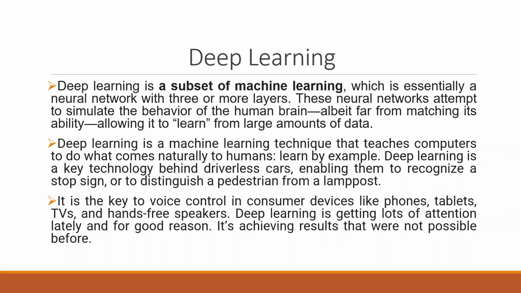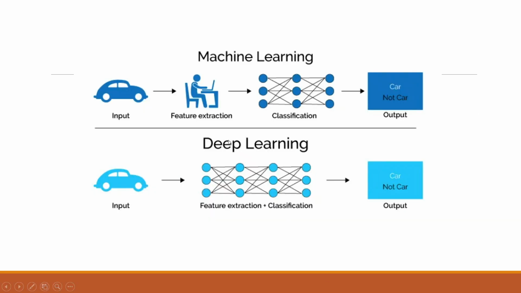Now, what's the whole concept? Let's try to understand in the next slide. In case of machine learning, the feature extraction is done first, and then it is fed to the classification algorithm. But deep learning takes care of the feature extraction also. Deep learning is a combination of feature extraction plus the classification. Now, how can we do this in RapidMiner? Let's see.